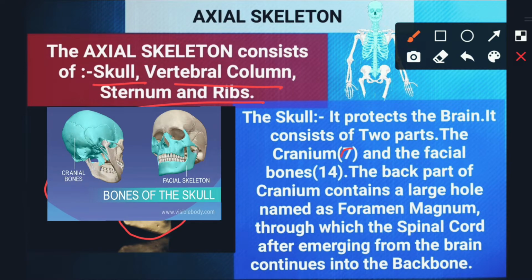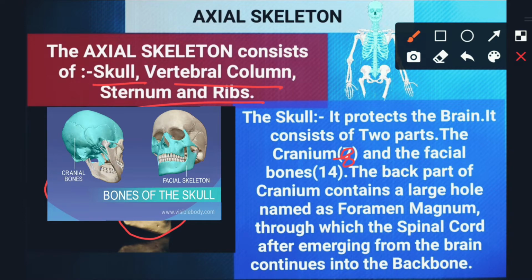By mistake 7 is written, but it consists of 8. Cranium bones are 8 in number. The facial bones are 14 in number. The upper top part of the cranium is also known as the brain box, made of 8 bones, which are tightly and permanently joined to each other, permanently fixed. So they are immovable types of joint here.